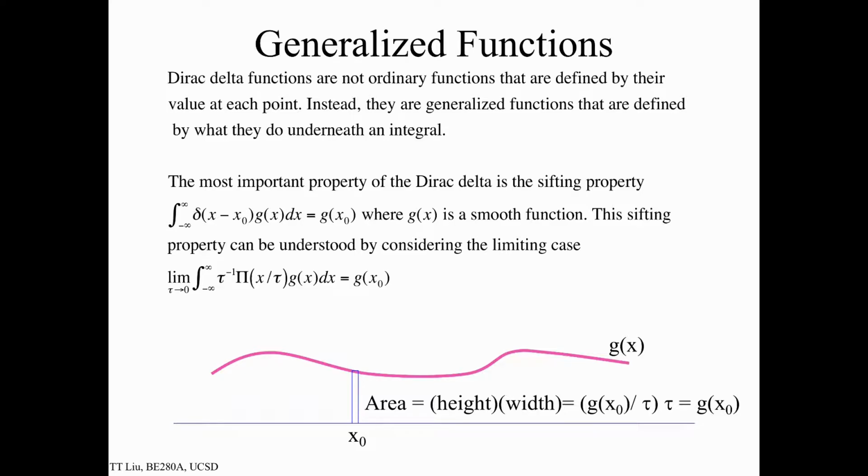One of the things that is important to note is that Dirac delta functions are not ordinary functions. Instead, they belong to a class of functions called generalized functions. That means they're really not defined by their value at any point. At the origin, you really can't say what the value of the Dirac delta function is. They're in fact more defined by what they do underneath an integral sign. And the most important property of the Dirac delta function is what's called the sifting property. This is defined as follows.